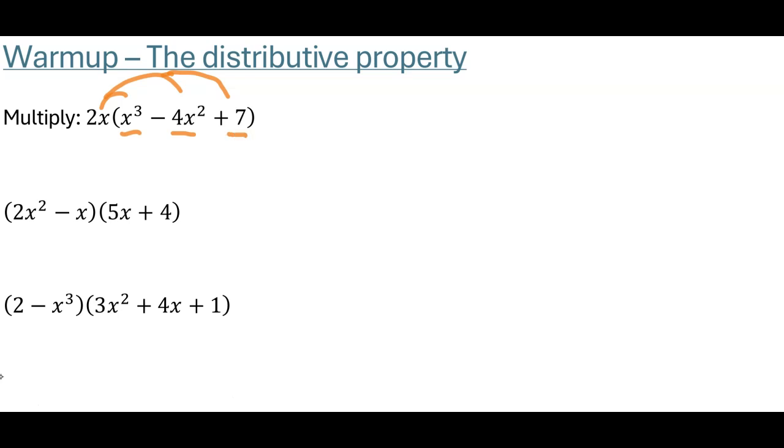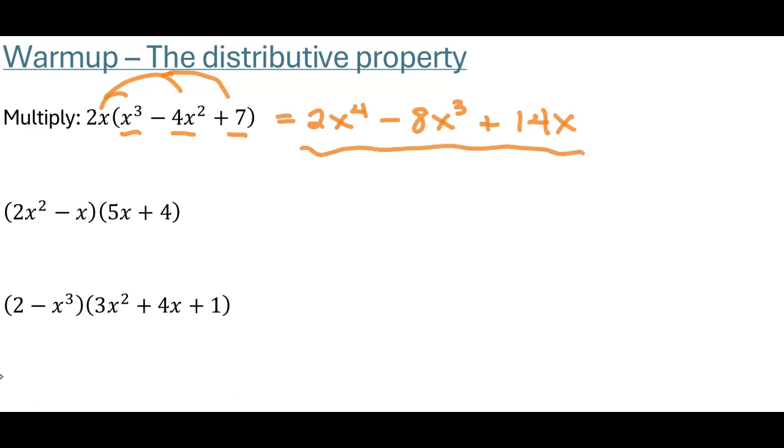So here we would have to multiply the 2x by the x cubed, which would give us 2x to the fourth. We would have to multiply the 2x by the 4x squared, which would give us an 8x cubed, and that subtraction sign in the middle just stays there. And then we would multiply the 2x by the 7, we would keep the plus in the middle, and we would add on 14x.